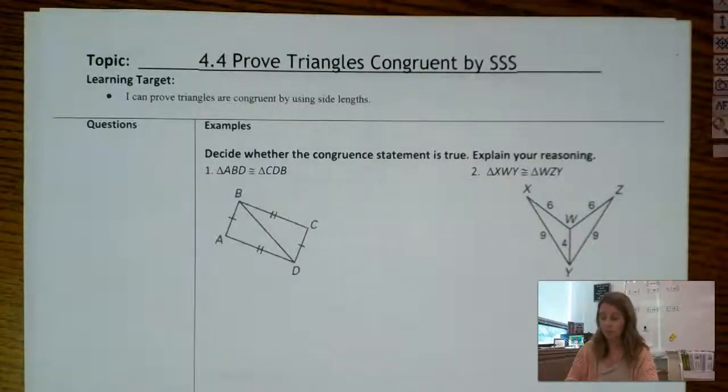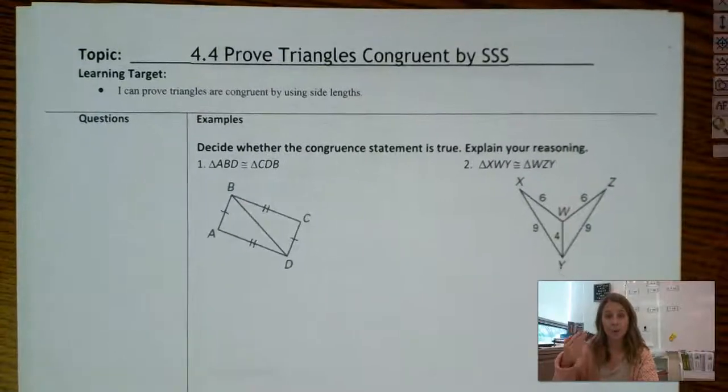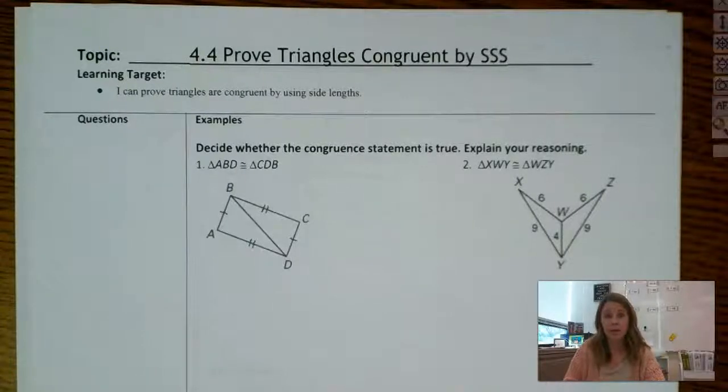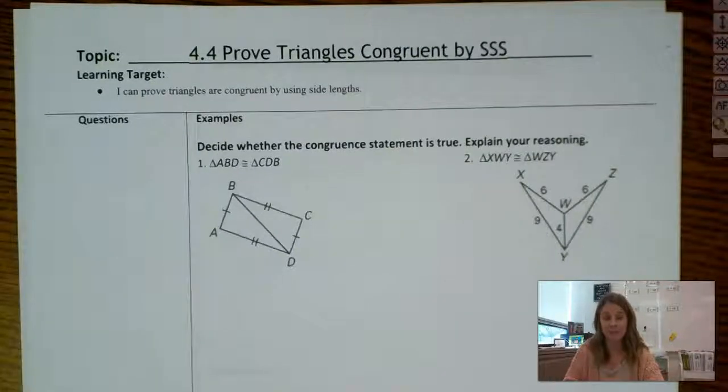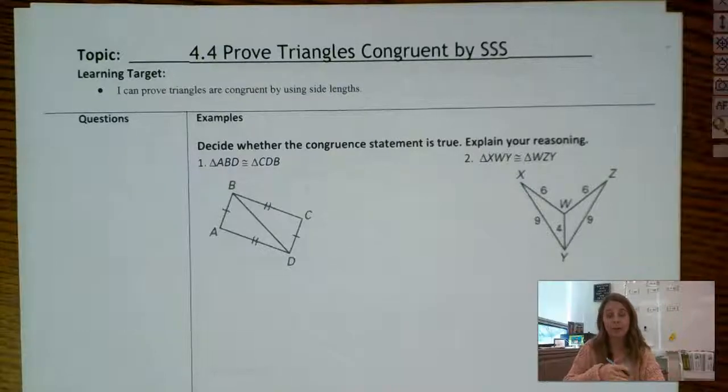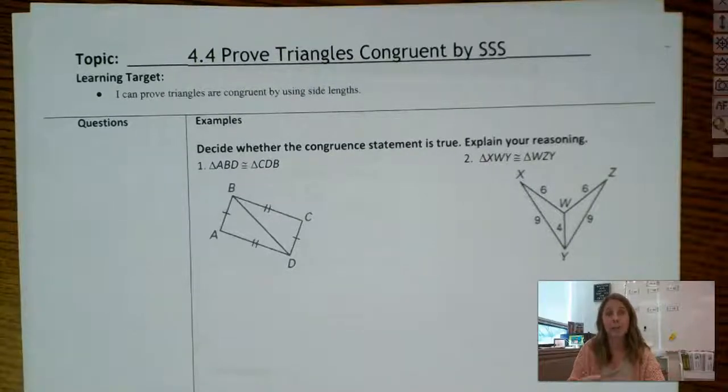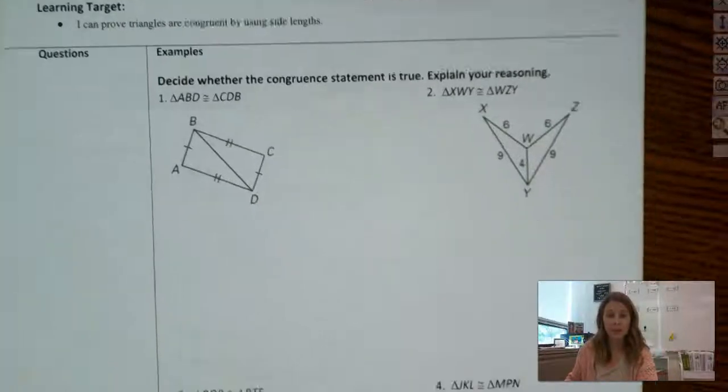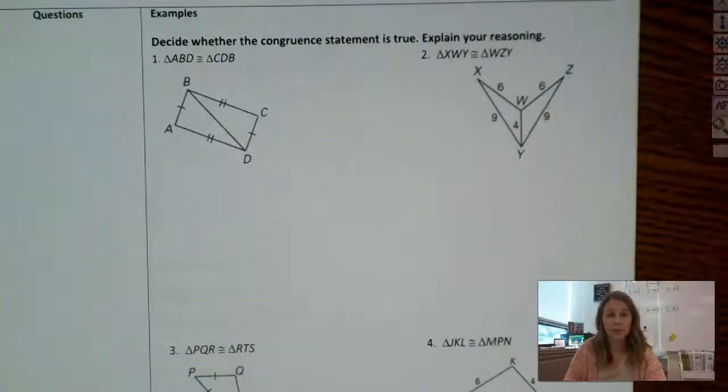So what we're trying to do today is I'm trying to have you notice, can we use side, side, side, or SSS to prove triangles are congruent? So we're not writing a complete two-column proof for every example. We are simply doing a lot of explaining because I want you to build to that ability to write a two-column proof with side, side, side. Okay, so number one, decide whether the congruent statement is true, explain your reasoning.